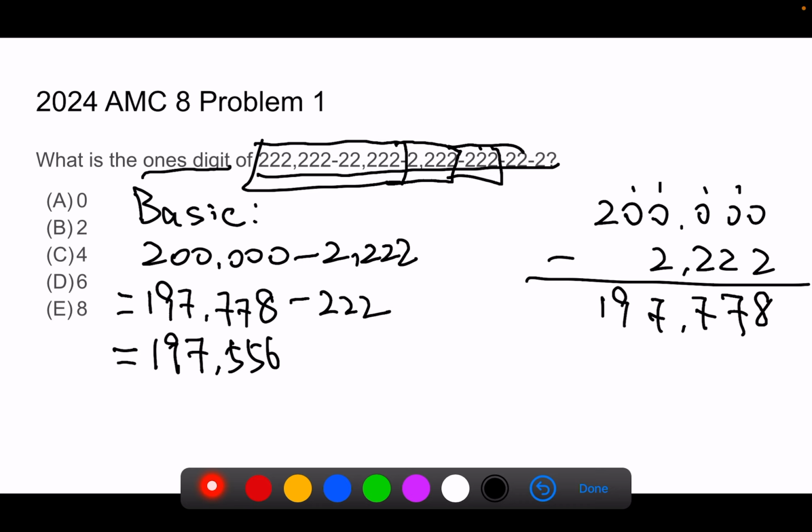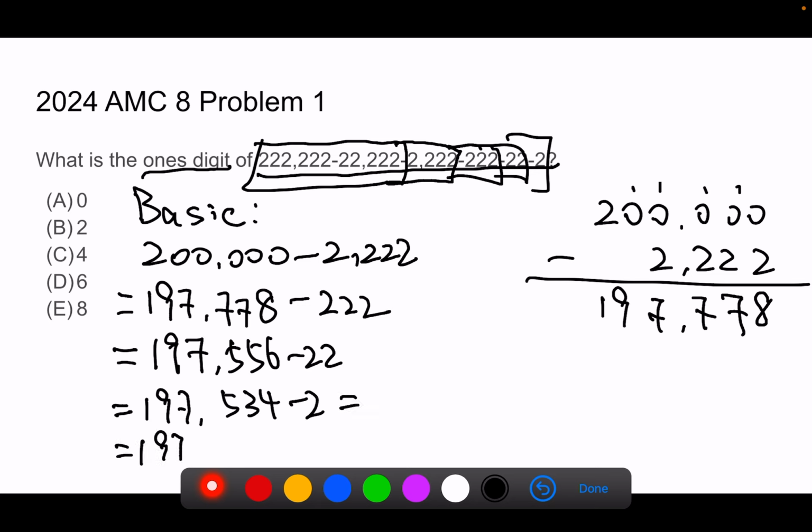And now you need to minus 22, you will get 197,534. Finally, minus 2, you will get 197,532, and the ones digit is 2. So the answer is B.